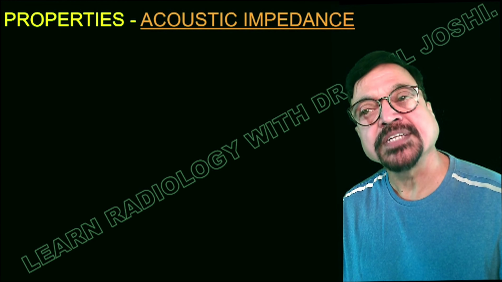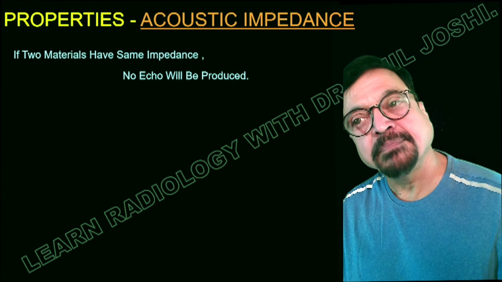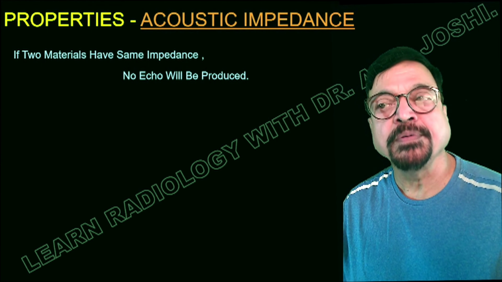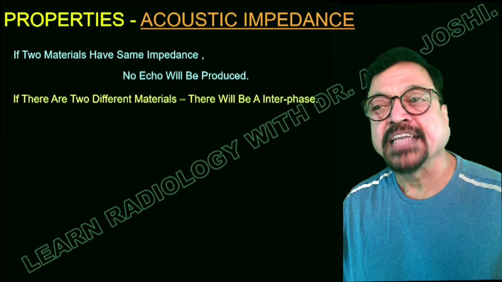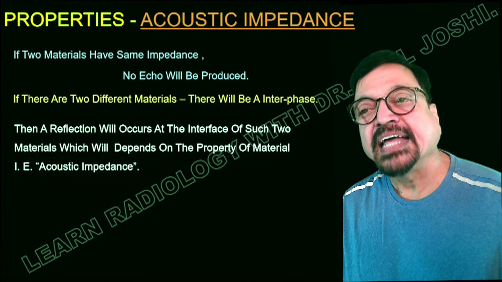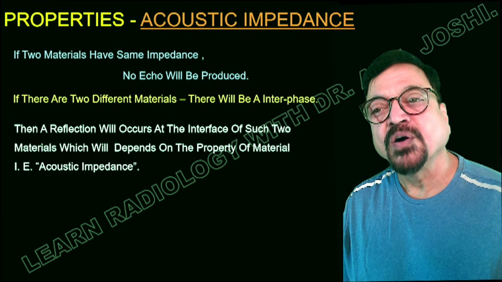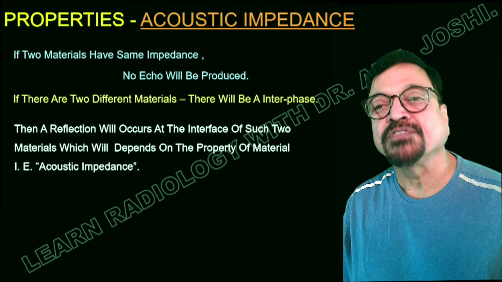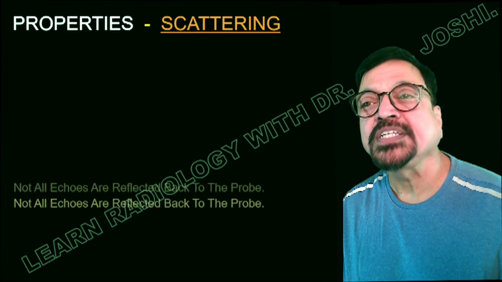Then is the acoustic impedance. If two materials have the same acoustic impedance, no echoes will be produced. If there are two different materials, there will be an interface. A reflection will occur at the interface of such two materials, which will depend on the property of the material, that is acoustic impedance. Now we'll come to scattering.